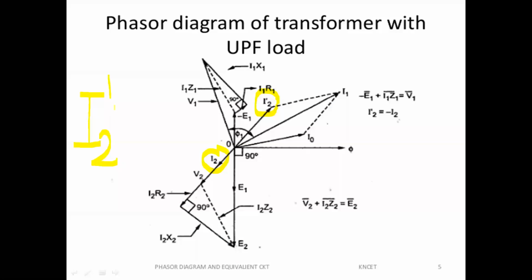I2 dash means primary, that represents the primary equivalent of secondary current. Exactly opposite. Both are in opposite. So this is I2 dash. Total primary current is the vector sum of the two currents. This current plus this current.